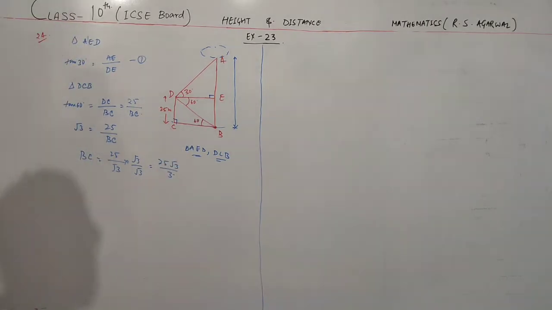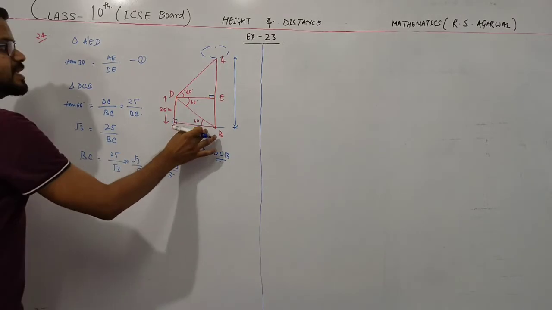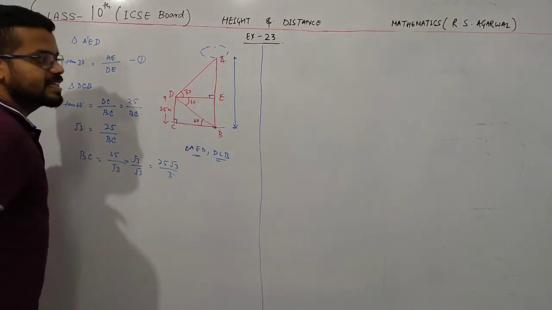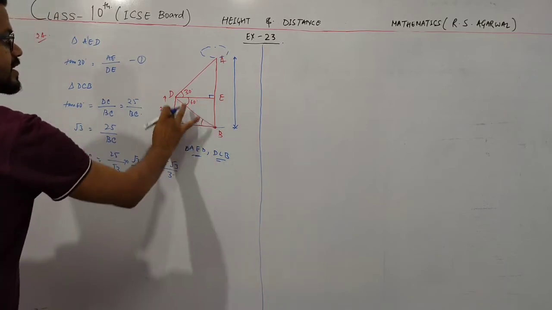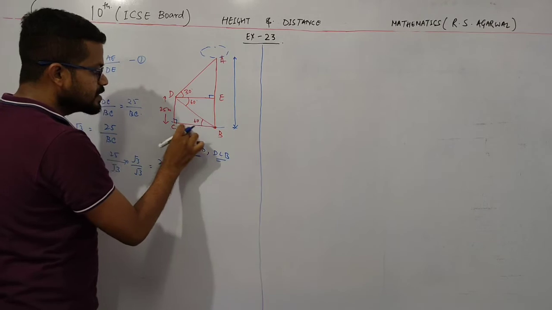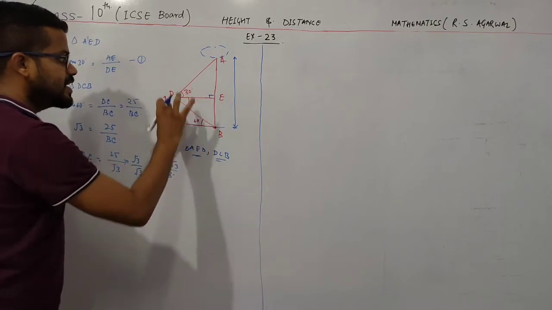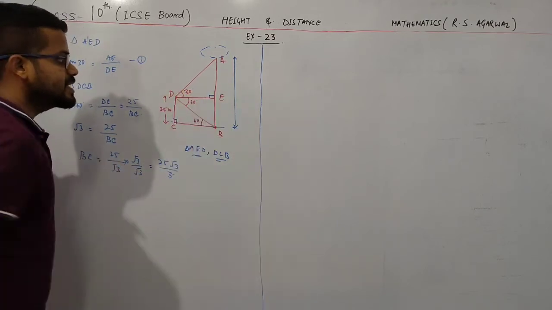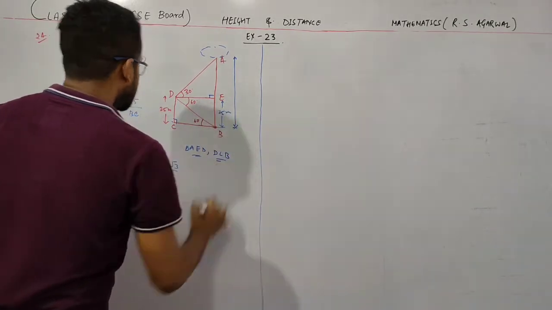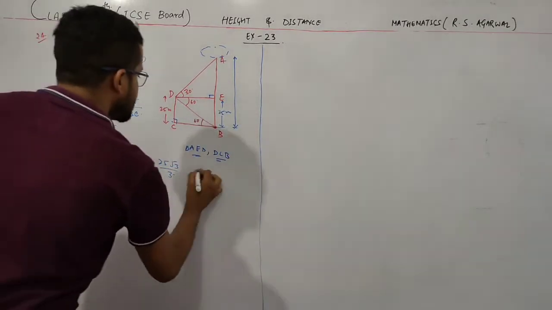This is BC. Okay, now if this is BC, this is also equal to BC, because this is a rectangle, and in a rectangle the sides BC and DE are equal and sides DC and EB are equal. If this is 25, this is also 25. So this is equation number 2.